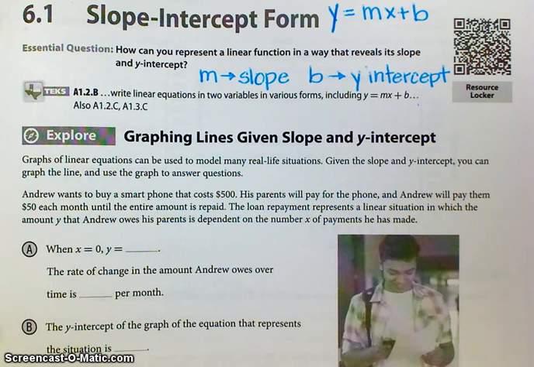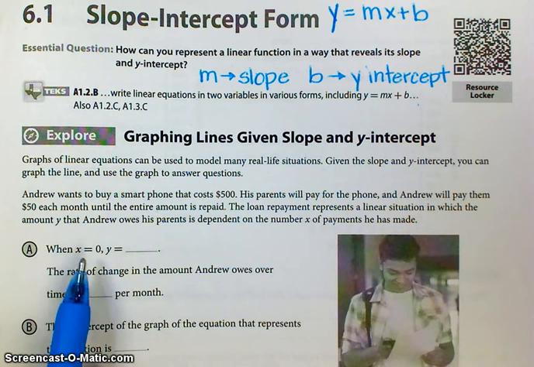All right, so let's get right into an example. It says that Andrew wants to buy a smartphone that costs $500. His parents will pay for the phone, and Andrew will pay them $50 each month until the entire amount is repaid. The loan repayment represents a linear situation in which the amount y that Andrew owes his parents is dependent on the number of x payments that he has made.